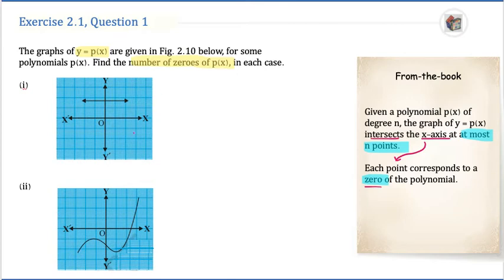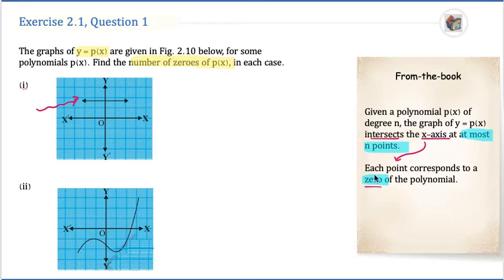For example, let's look at this first part here. You have this graph in the xy plane. The only thing you see is this line. So here is the graph of y equal to p of x in the first one. Well, this is a straight line, so I'll go one step ahead and tell you that this one will have a degree of 1. It's a linear polynomial. Now what we have to do is find the number of zeros.